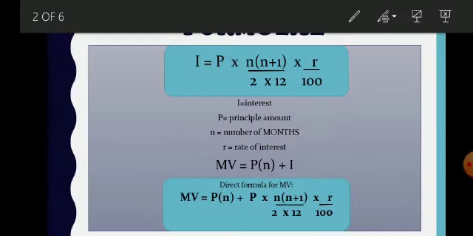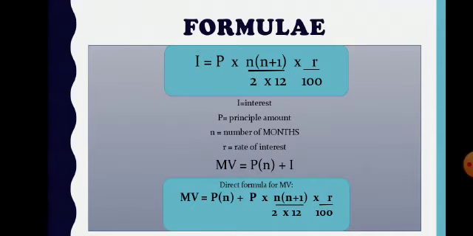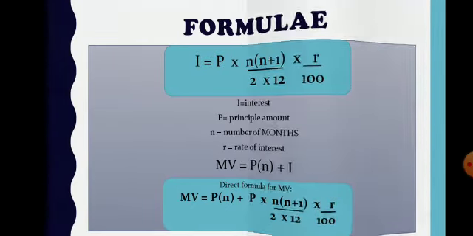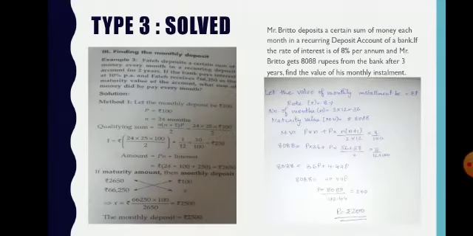We begin again with the formula. Interest is equal to P into N into (N plus 1) upon 2 into 12 into R upon 100. This formula has already been explained to you in the earlier part. We go ahead, type 3 sums.